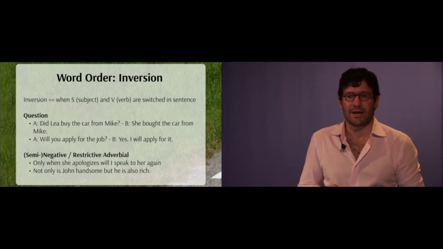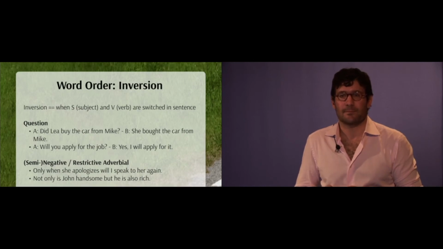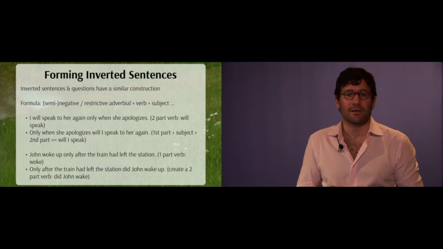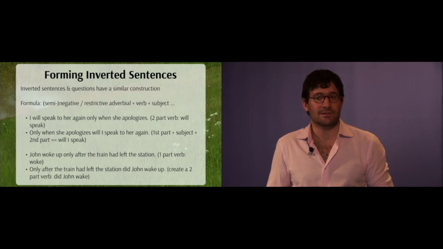Not only is John handsome, but he's also rich. We begin the sentence with a not only. There we have to invert. Not only, verb, subject. Now, how do we form inverted sentences? Well, the formula for semi-negative or restrictive adverbials is very simple. Semi-negative or restrictive adverbials first, plus the verb, plus the subject.